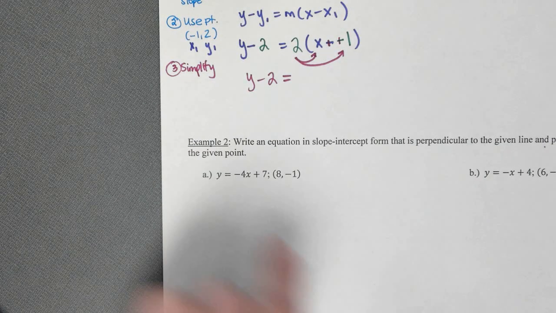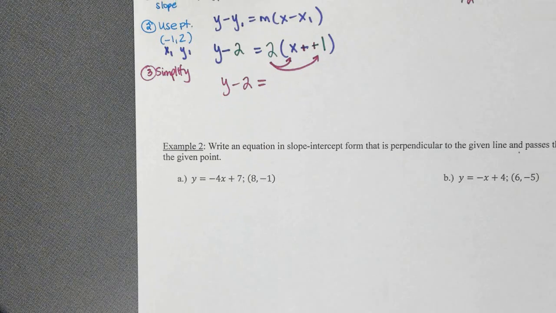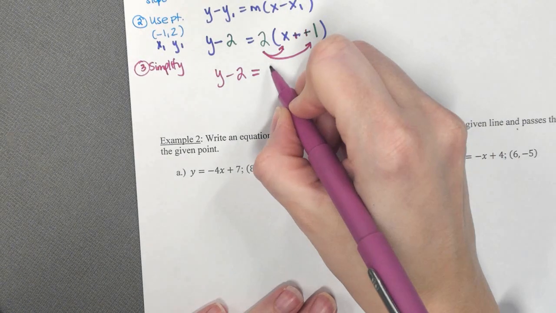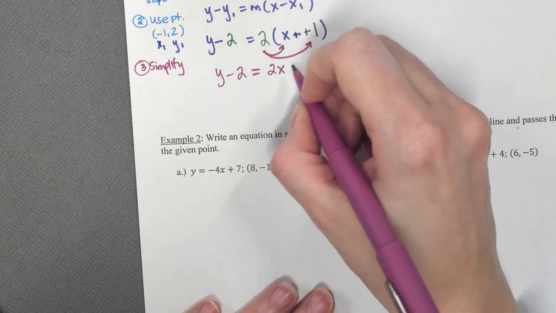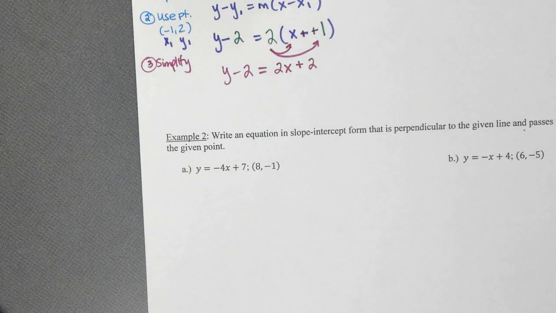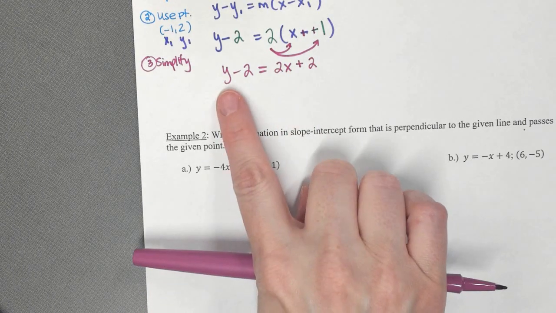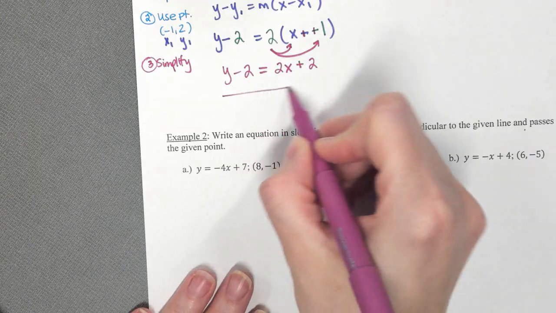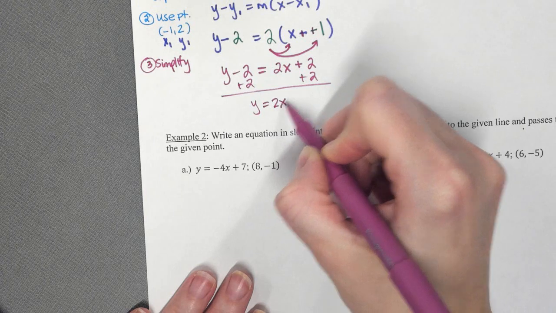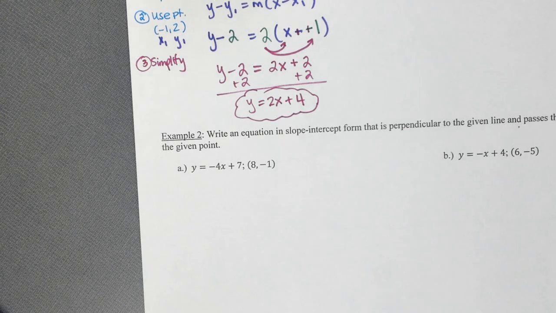And while you're doing that, if you need a calculator, use one. All right, so if you do 2 times x, what's that going to be? 2x. And then what's 2 times 1? 2. And then it's positive, so you have that. And then all you have now is one more step, and that's to move over the negative 2. So how am I going to move that to the other side? Add 2. Great. Okay, so this would be your equation in slope-intercept form.